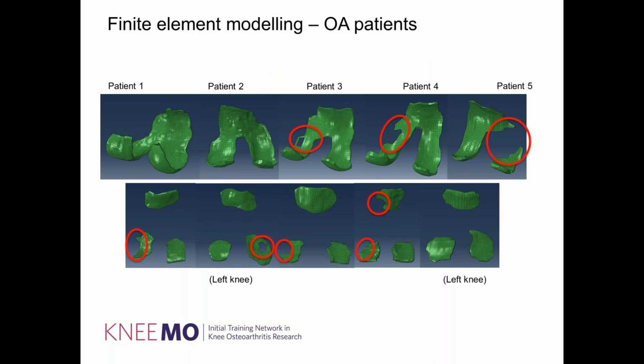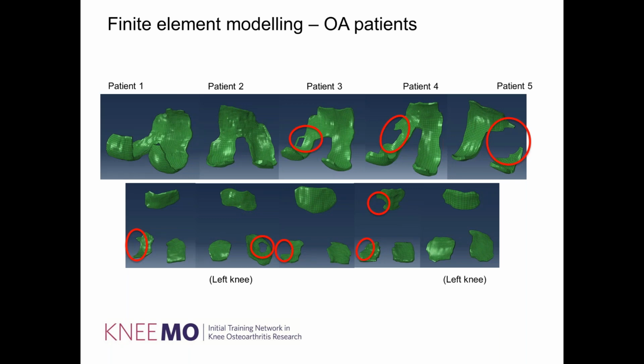So highlighted here with the red circles, we have the defects that these patients have here. So you can see that they all have medial OA, although not all of them in the tibia, with patient number 5 had femoral medial OA, and it goes without saying, but modeling this is significantly tougher than healthy subjects.